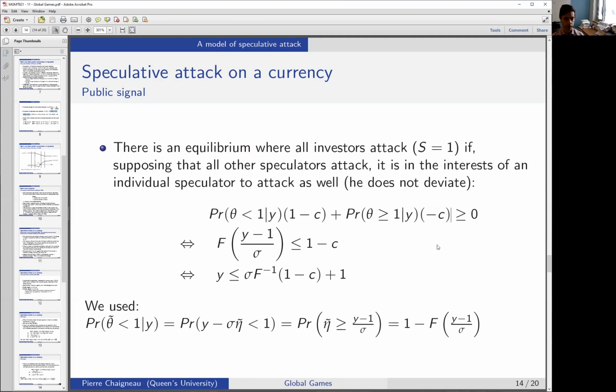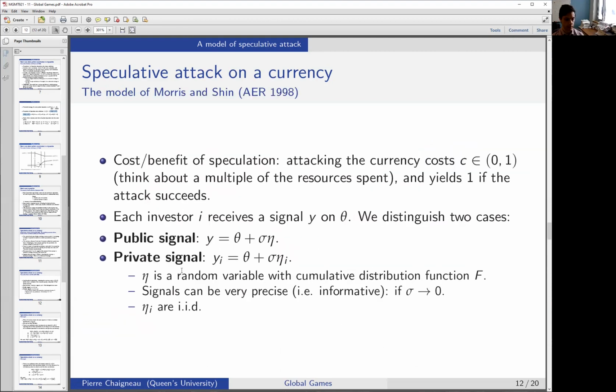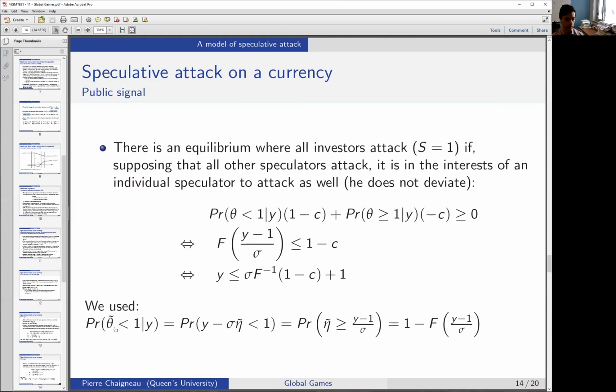Okay. So again, we need to calculate this probability. We use the same techniques. What is the probability that theta is less than 1 conditional on my information? Again, I replace by this expression for the signal. And by substituting for theta, I find that this is equal to this probability. Again, my information is a signal, so I take y as given. I isolate the random variable, which is eta. And given that the distribution function of eta is f, I get that this probability is equal to this.